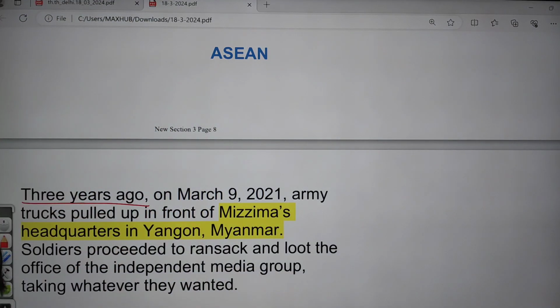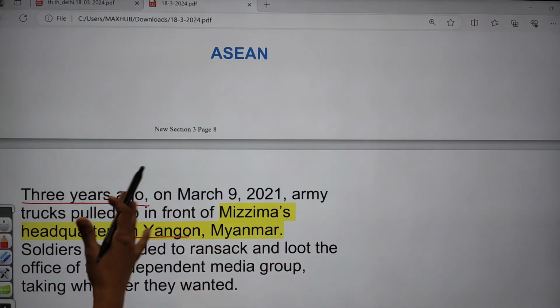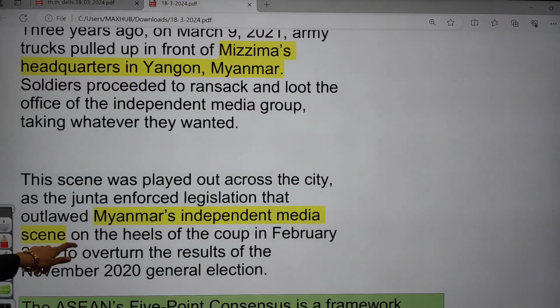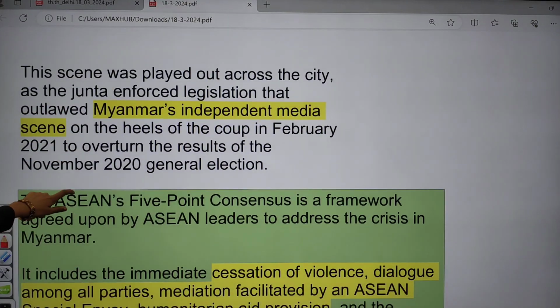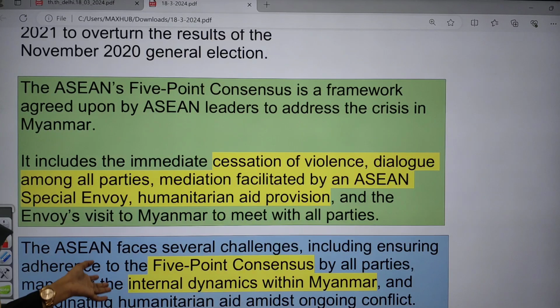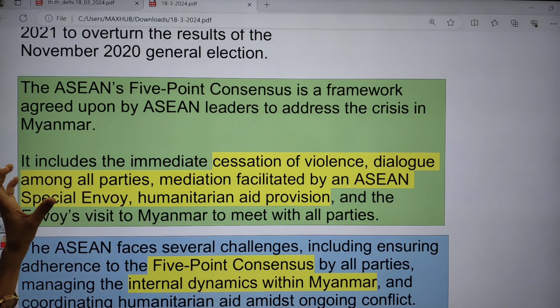Three years ago, on March 9, 2021, army trucks pulled up in front of MISMA's headquarters in Yangon, and soldiers proceeded towards the office and looted the Independence Media Group, taking whatever they wanted. Finally, Myanmar came under this military junta in 2021 itself. So we're talking about ASEAN. To address this issue, ASEAN came up with a 5-point consensus. ASEAN leaders came up with this plan for addressing the crisis in Myanmar.